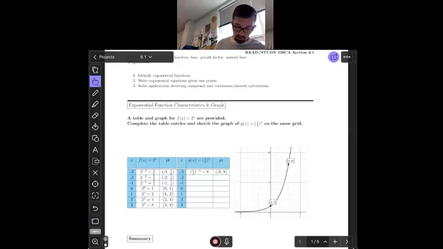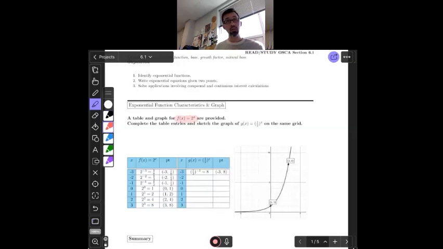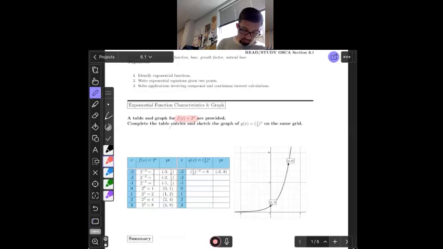Let's see. All right, so exponential functions. They've already given us f of x equals 2 to the x. That's basically the parent function for exponential growth. We are also going to be graphing g of x equals 1/2 to the x, which is basically your parent function for exponential decay.